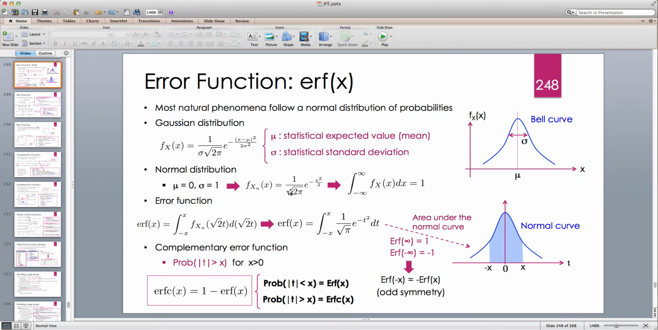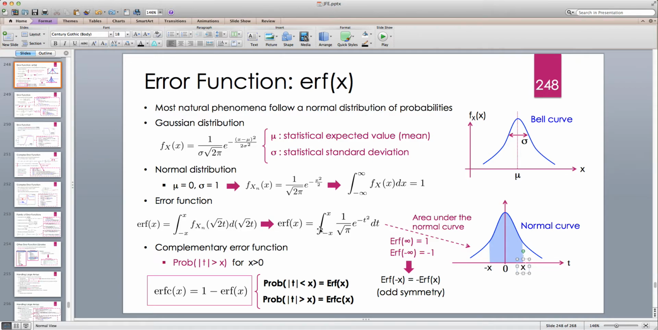So the error function is kind of like the integral of this normal distribution. It's a symmetric integral from minus x to x of the normal distribution, but we prefer to scale it a little bit. So instead of directly integrating from minus x to x of the normal distribution, we scale it by square root of 2. So it's the integral from minus x to x of f of x_n, the normal distribution, but instead of t, we have square root of 2 t, d of square root of 2 t.